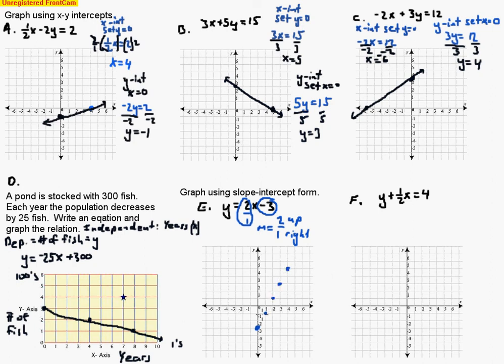Well, we could also go the other way. We could end up going down 2, left 1. That'll get you on that same exact line. And you got plenty of points to be able to draw a nice line through.